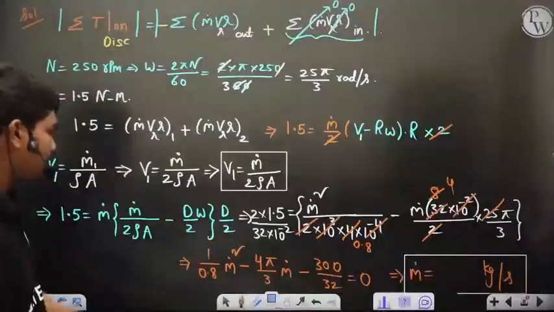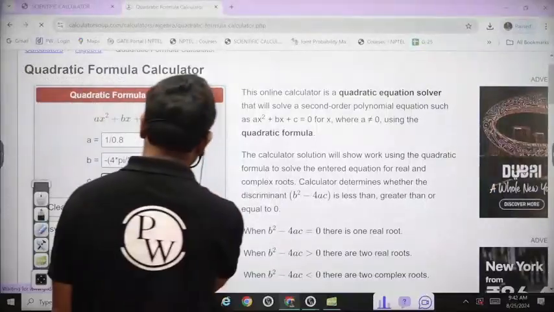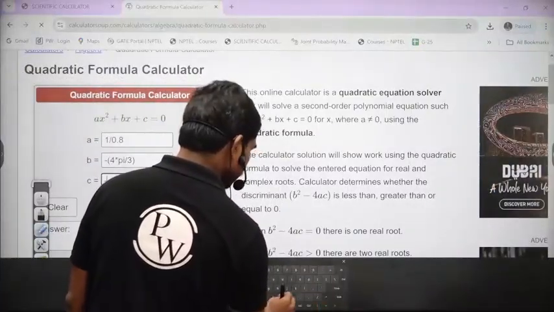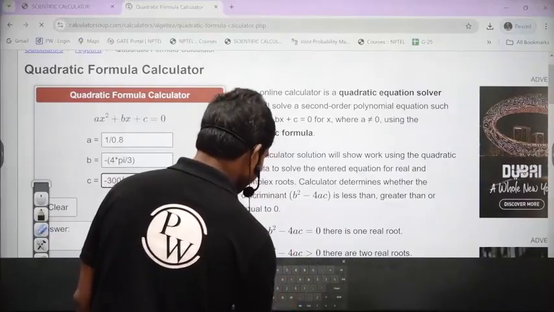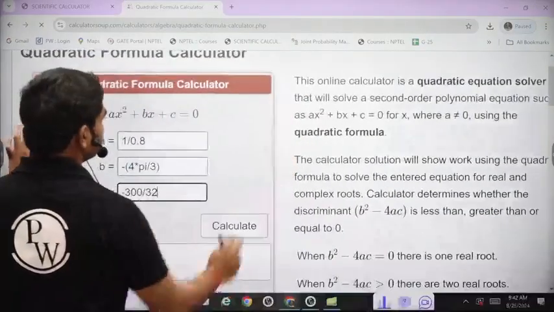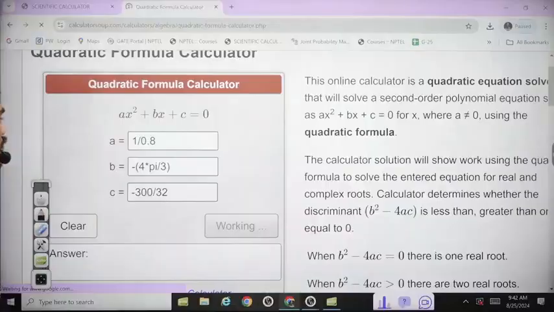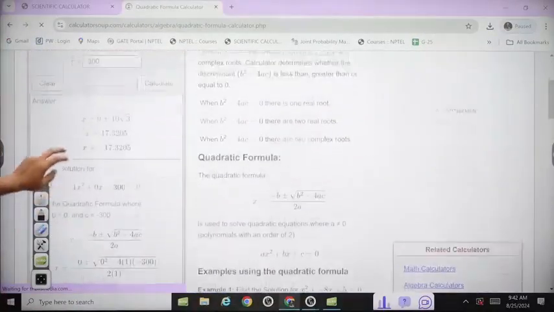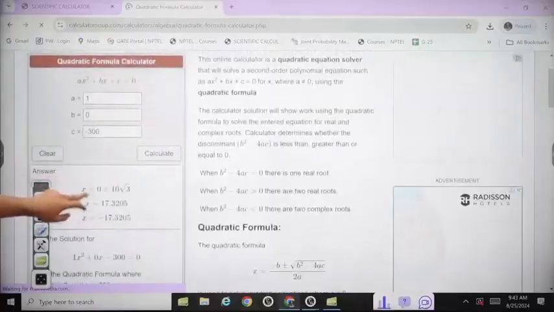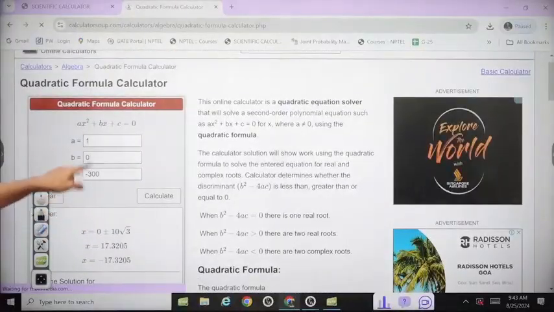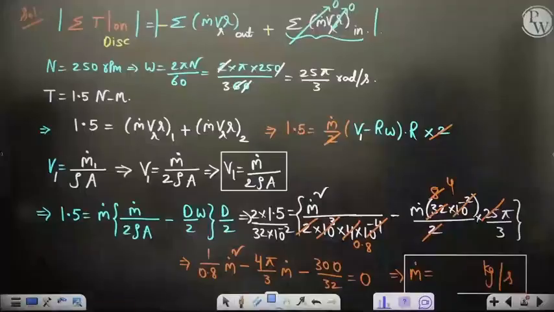C is something like minus 300 by 32 actually here. I hope you can see this. Okay, so I'm just solving a quadratic equation, that's all. Okay, then you can check the values of x and all we got. Oh, it has taken some different coefficients, right? 1, 0, minus 300. Let's change it.